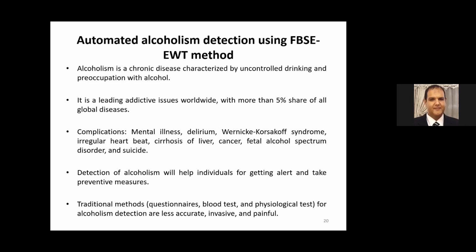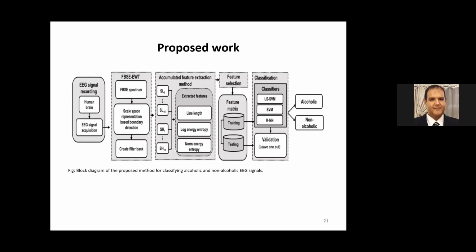So this is the diagram of alcoholism detection using EEG signals based on the FBSEWT method. And here you can see the nice framework that we have proposed. We have EEG signals, then we apply the FBSEWT method, which provides the components. Then we have used a scaling operation to obtain more components. Then we have extracted features: line length, log energy entropy, and norm energy entropy. Then we have performed the classification using least square support vector machine, support vector machine, and nearest neighbor methods, which include training and testing. Using the leave one out validation method, it provides better classification between alcoholic and non-alcoholic EEG signals.